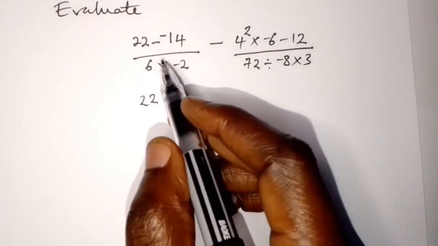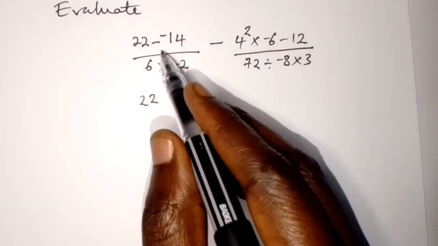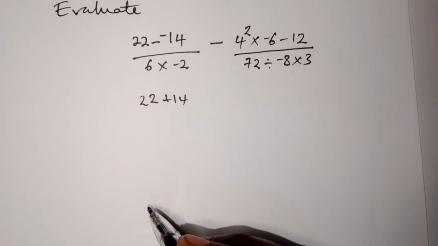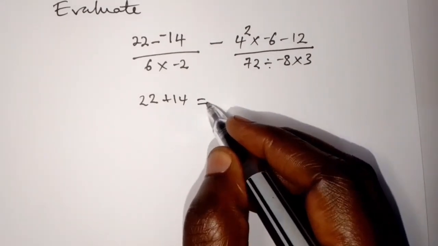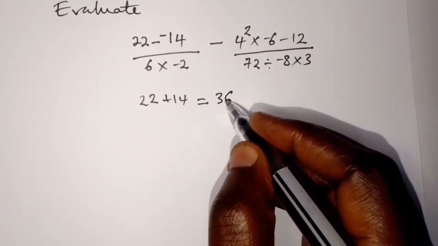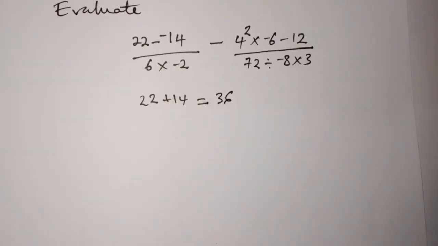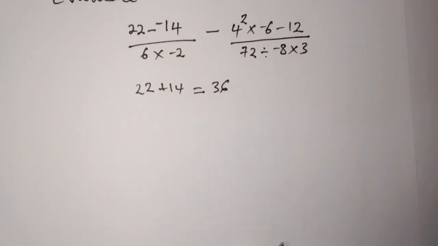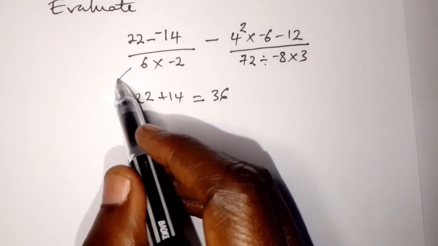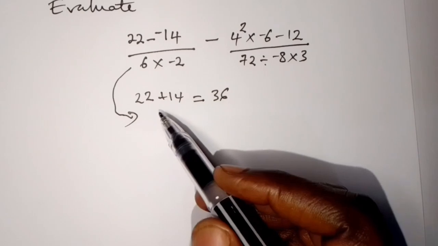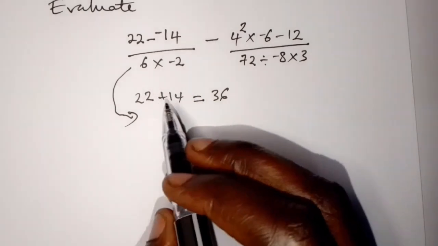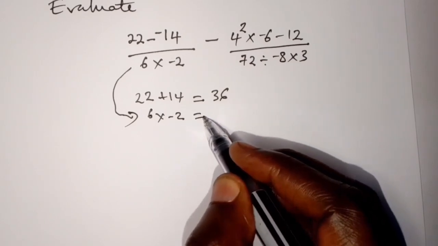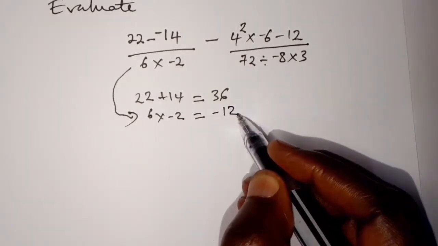This numerator, we can write it as 22 minus negative 14, which is plus 14. This is going to give us 36. Then we solve this one here. 6 times negative 2 is equal to negative 12.